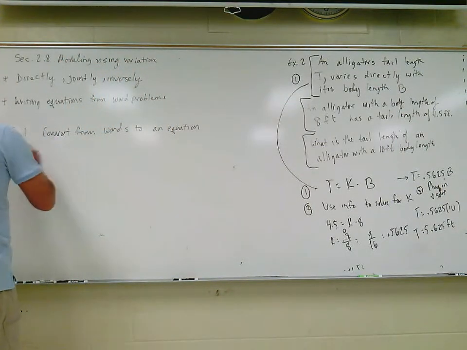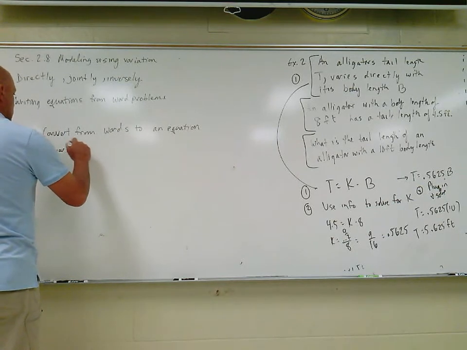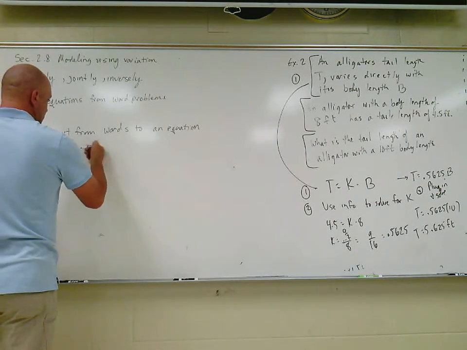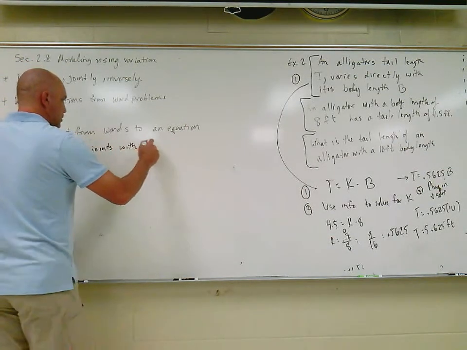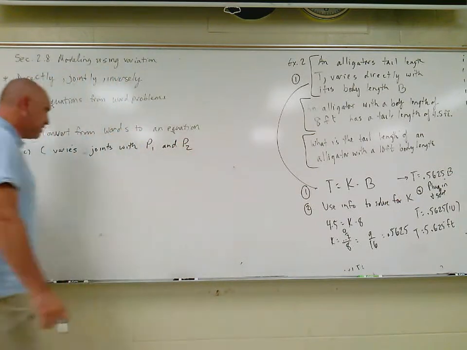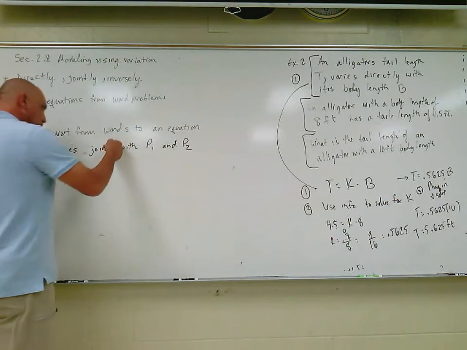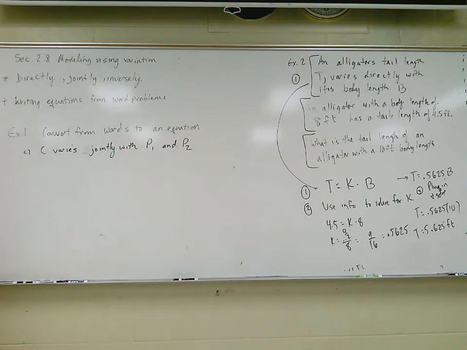We'll use part C. C varies jointly with P1 and P2. Okay, so if I see that, not joints, jointly, C varies jointly. So again, it's telling me my left-hand side and how to write my right-hand side. Okay, it's always multiplication or division on the right-hand side.